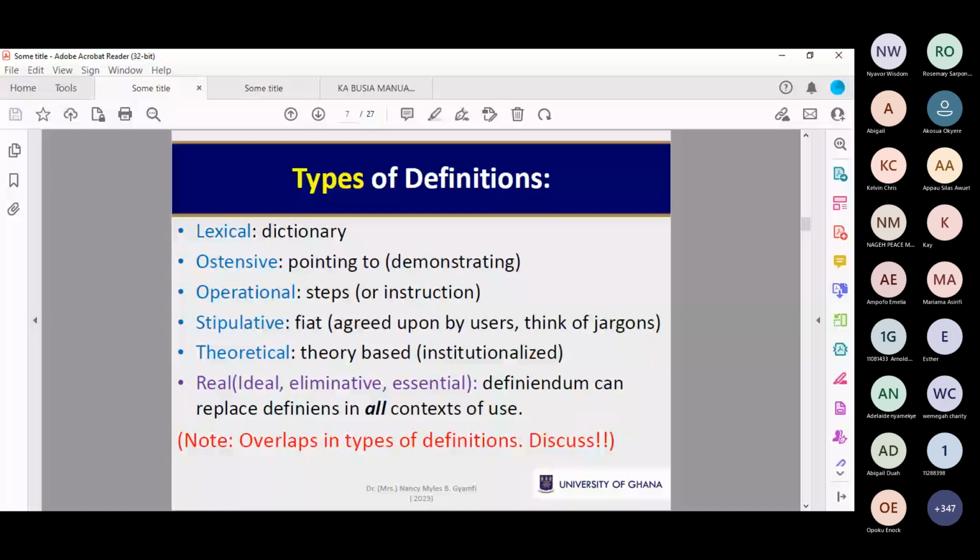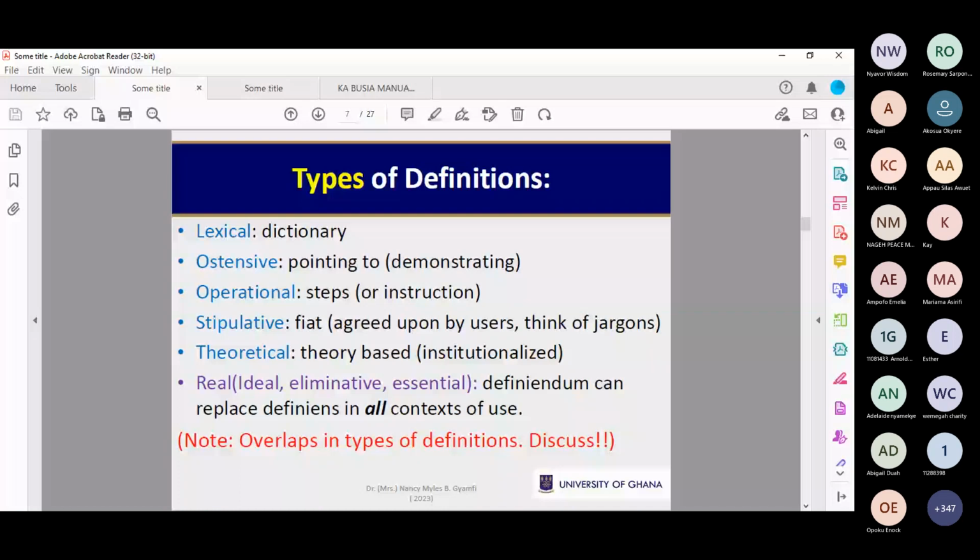Now, real definition, which we kept in the fridge last week, is what we are discussing. And I've showed you it's only. Now, the point is, it is only this type of definition that truly, that's what all definitions must do.